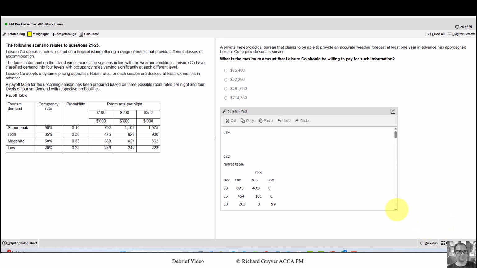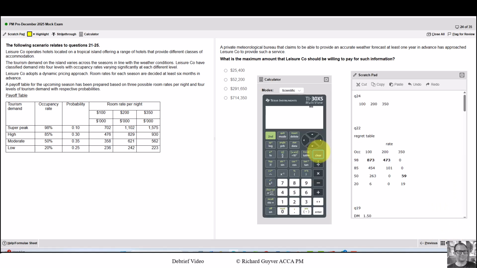Let's go through the actual steps and do the calculation. This is probably when it will pay off having practiced using the calculator, because to find the expected value for the $100 night, we multiply the probability, the 0.1, by the 702, and then we add to that the 0.3 multiplied by the 476, we add to that the 0.35 multiplied by the 358, and we add to that the 0.25 multiplied by the 236. And then for the $200 night, we do the same for this column, and for the 350, we do the same for this column.